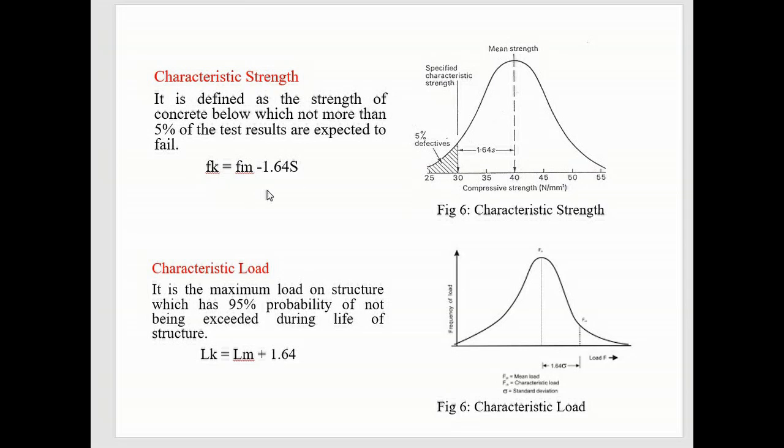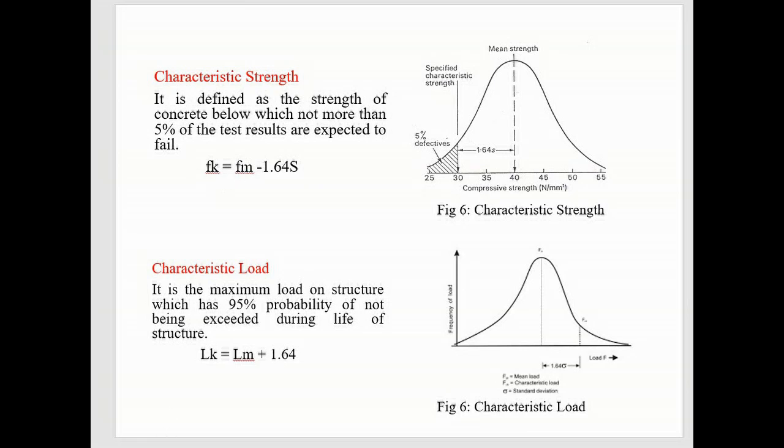For that we have a formula as Fk is equal to Fm minus 1.64 s, where Fm is nothing but the mean strength. Okay, Fm means the mean strength, it is between 25 to 40. If we substitute this Fm in this formula, we will get the 5% value, that is nothing but the FCK value. Okay, this is about the characteristic strength.